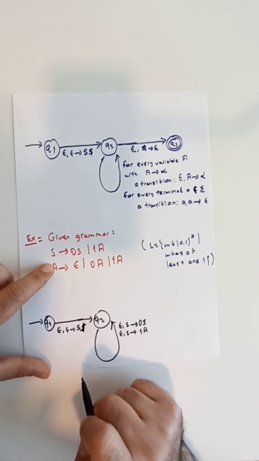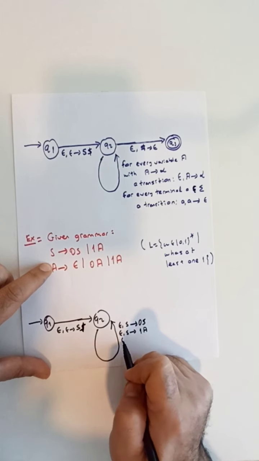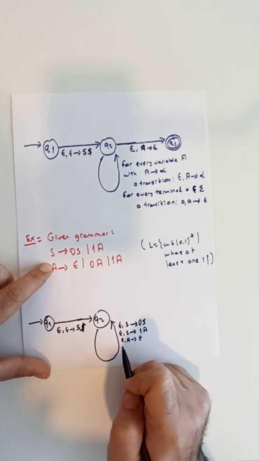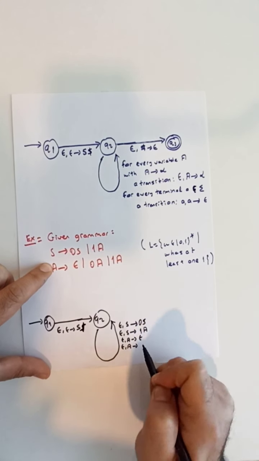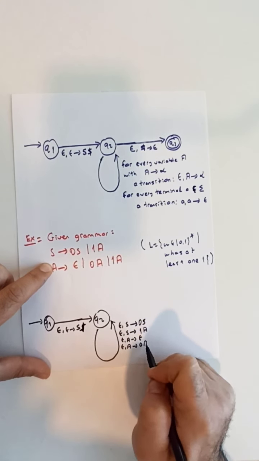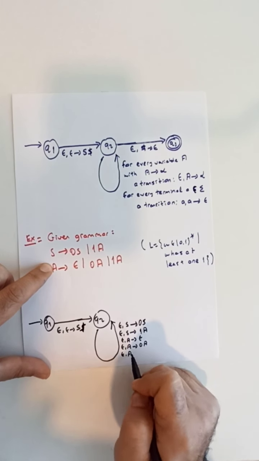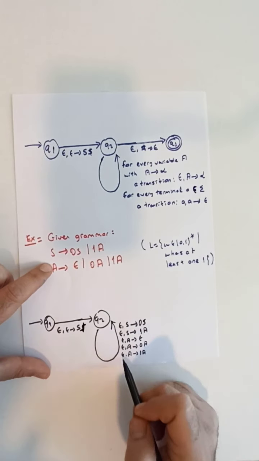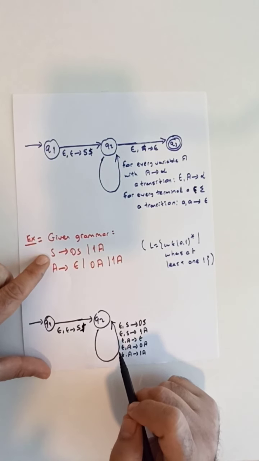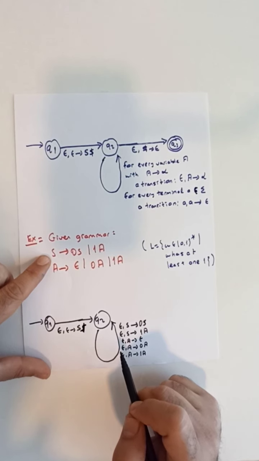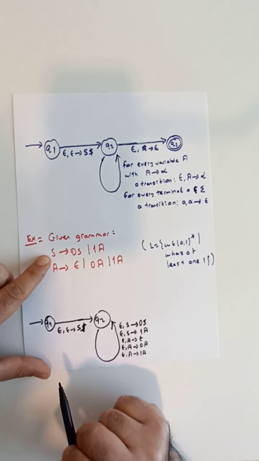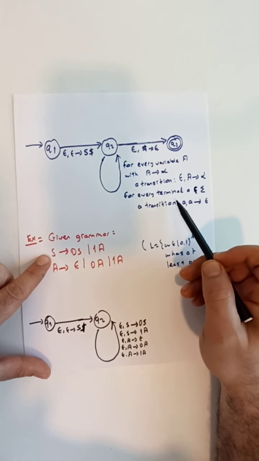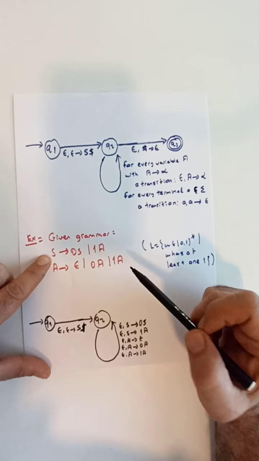Let's do the same thing for the variable A. Epsilon, A, where the right-hand side might be epsilon. Epsilon, A, where the right-hand side might be 0A. Epsilon, A, where the right-hand side might be 1A. Now these are the transitions corresponding to our variables and their rules of expansion. Finally, we need to have transitions corresponding to our terminals. We have two types of terminals, zeros or ones.